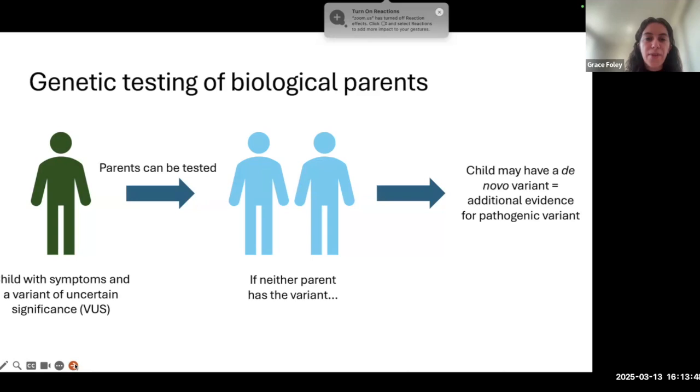If the variant is not found in either biological parent, in most cases this can mean that the child has a de novo variant, which is a variant that has occurred for the first time in the child instead of being passed down through the family. A de novo variant can provide evidence for a variant being pathogenic. It's not enough evidence on its own to call a variant pathogenic, but providing this information could be helpful in the overall process of reclassifying the variant.